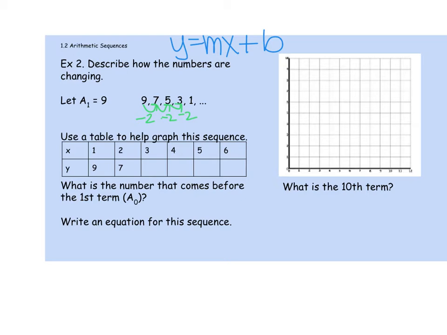Let's continue that in the table. 9 minus 2 is 7. 7 minus 2, 5, 3, 1. 1 minus 2, negative 1. Cool, okay? Now let's graph it. 1, comma 9. Remember that. So 1, comma 9. I should point out this is subtracting, right? The slope we said was negative 2, right? What's a negative slope look like? Think about that. 2, comma 7.